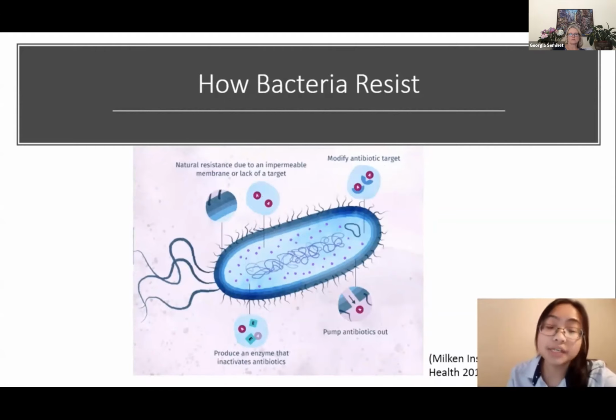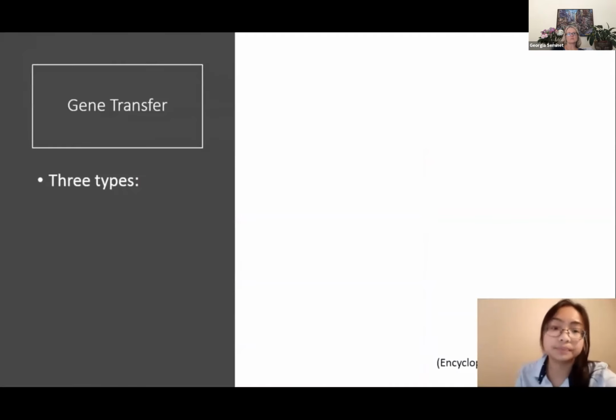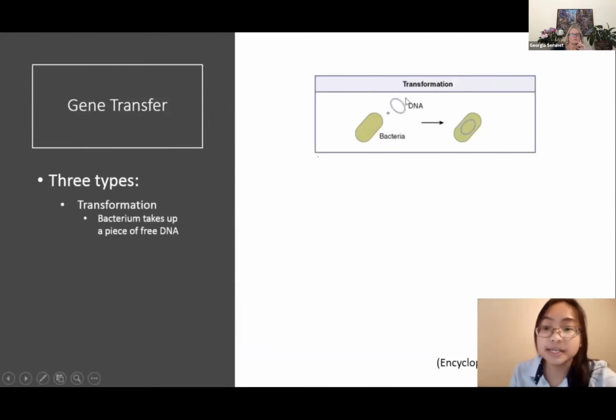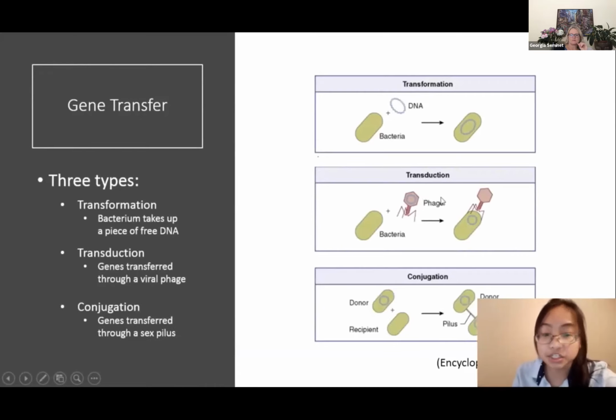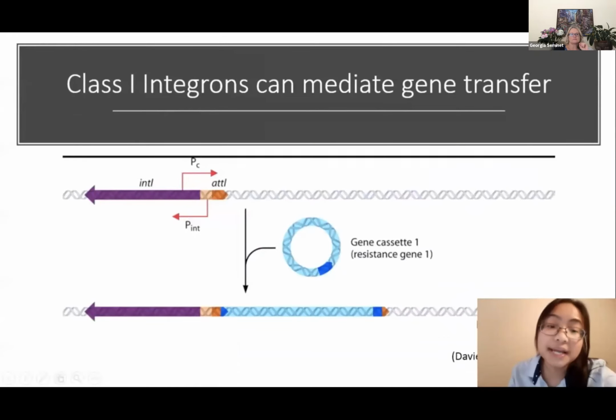The genes that allow these bacteria to be drug resistant can also be transferred to other bacteria. And there are several ways that bacteria can transfer genes to one another, and the first is transformation, in which bacteria can take up free DNA. The second is transduction, in which genes are transferred through a bacterial virus called a phage. Lastly, in conjugation, genes are transferred through a sex pilus, through direct contact between the bacteria. Mobile genetic elements like plasmids, transposons, and integrons help to facilitate the transfer of genes.